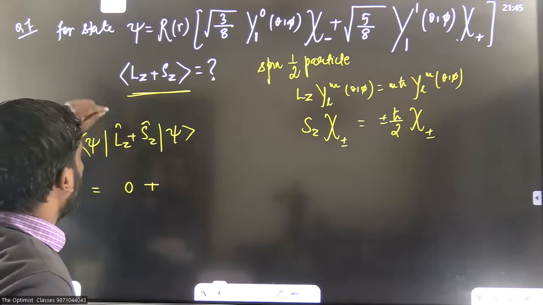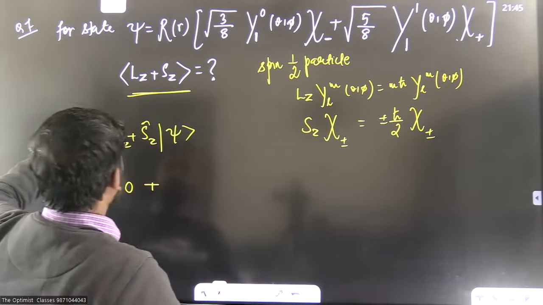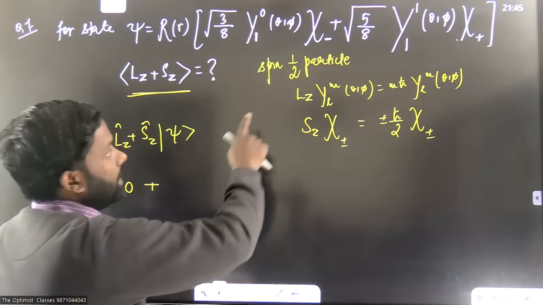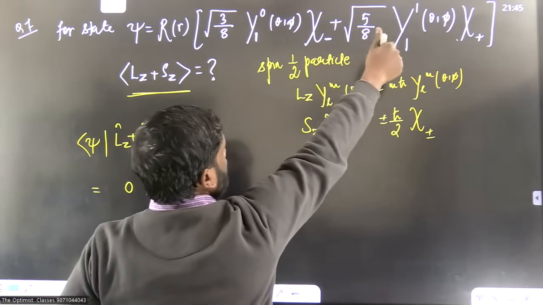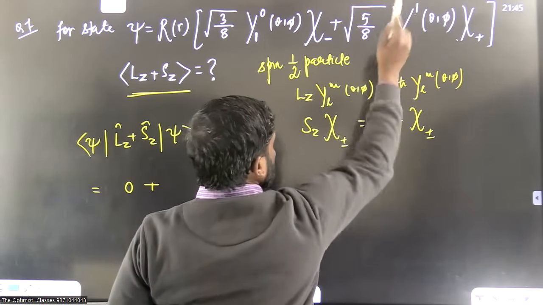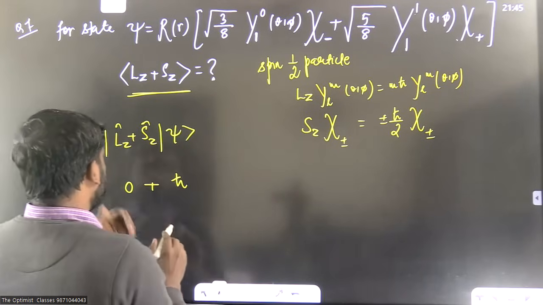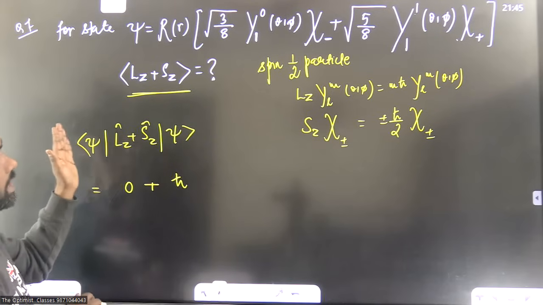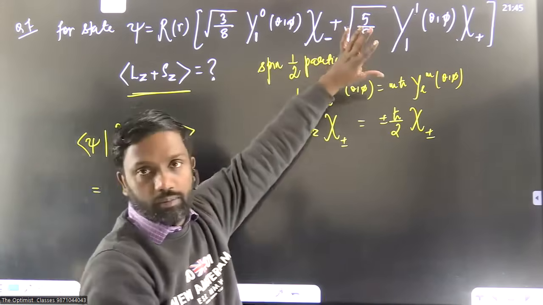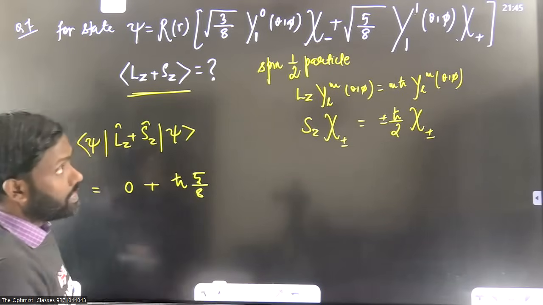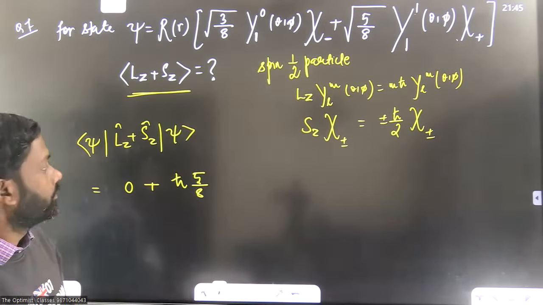Now when Lz acts on this part, first we are calculating the expectation value of Lz. So when Lz acts on this part, this will give m h bar. Here the m value is 1, so we will get h bar as the factor. And since psi is multiplied from both sides, so root 5 by 8 will come twice. Okay, so we'll get here 5 by 8. All right.